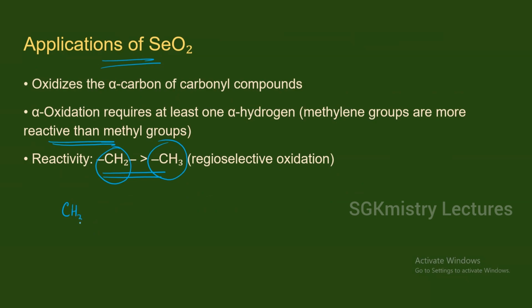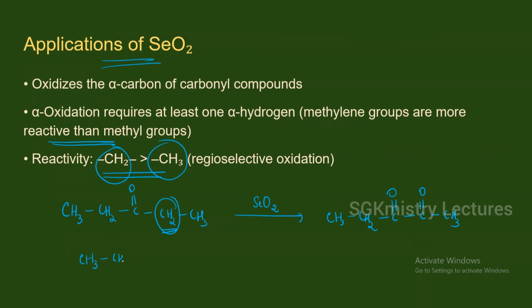So let us take the example CH3, CH2, C double bond O, CH2, CH3 in the presence of selenium dioxide. Now the alpha carbon, the alpha hydrogen will be oxidized, right? So we have CH2. Already there is a C double bond O. One more will be C double bond O and then CH3. So this is oxidized to C double bond O by SeO2. Next, again you can see this is the more reactive CH2 group, and again it is alpha to the carbonyl group. So it is oxidized to C double bond O.